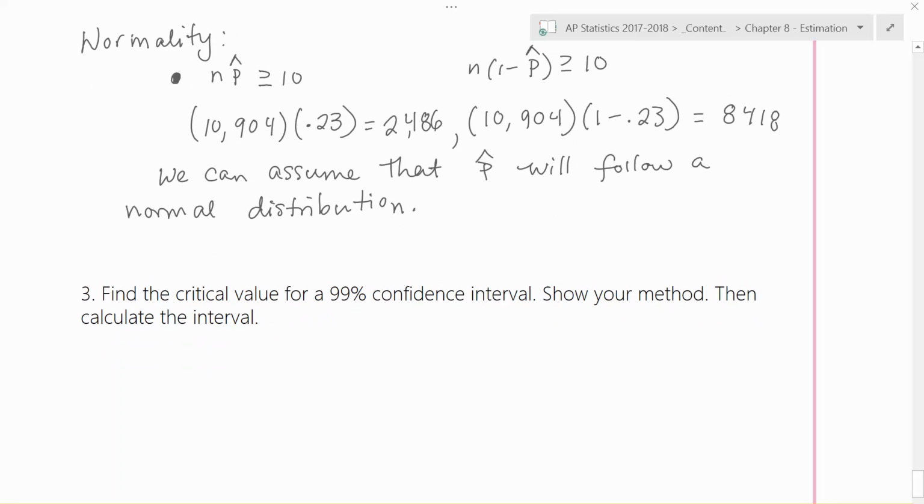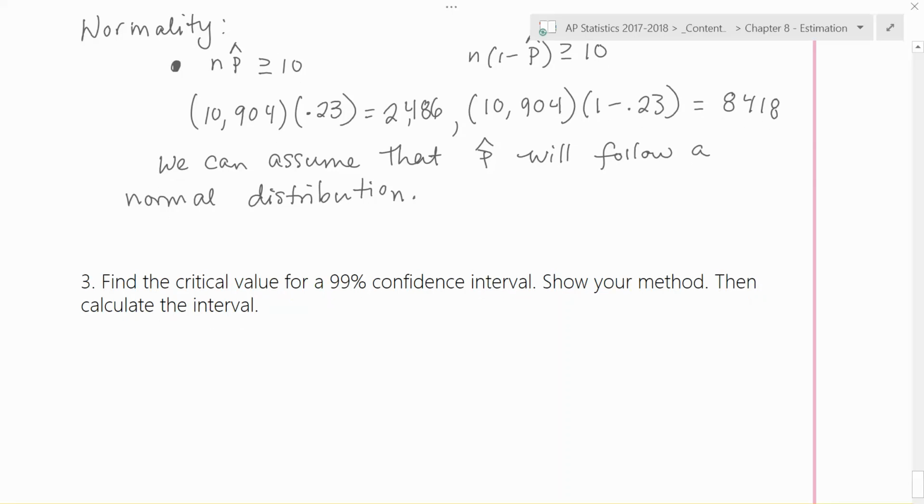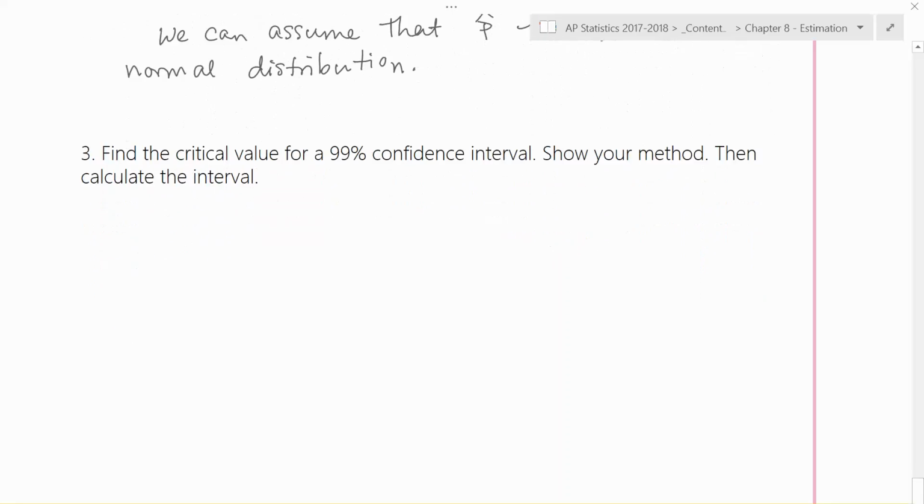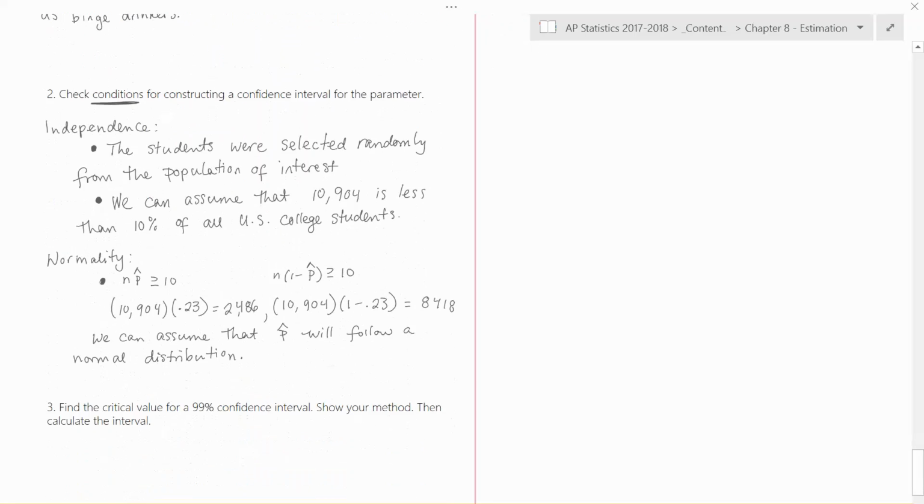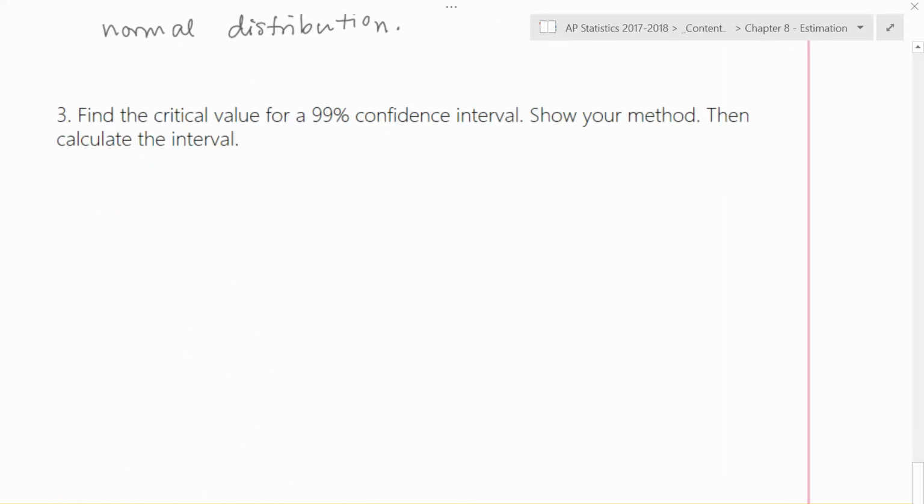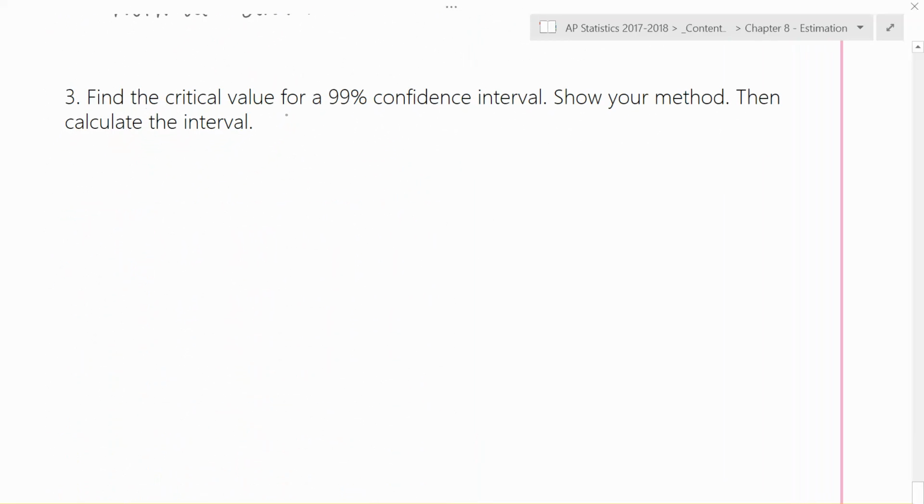And that's critical because that part in the confidence interval where we add or subtract 2 standard deviations, or however many standard deviations, we need to be sure that that is a reasonable thing to do, that this sample proportion actually does follow a normal model. So we've checked our conditions, we're all good to go, we've identified the parameter, and now we can actually do the calculation. So first we're asked to find the critical value for a 99% confidence interval.